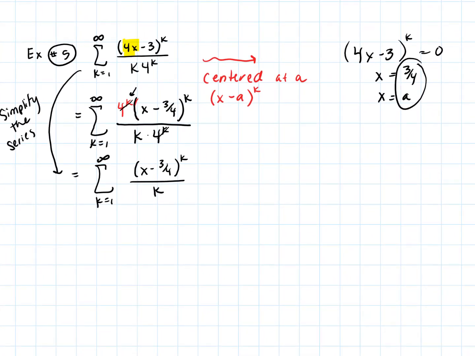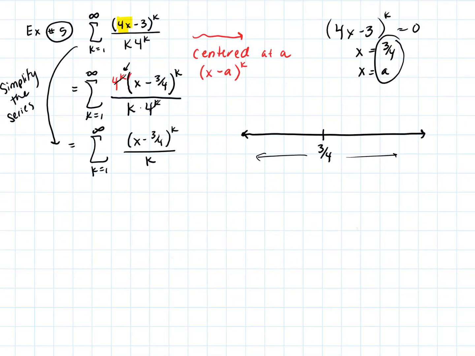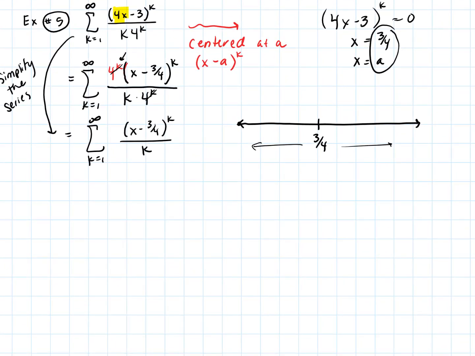Okay, so either way, we figure out where we're centered at. In this particular case, we come out and we are centered at 3/4. And now we just need to figure out how far can we go to the left and the right and still have convergence. Or is it that we can't go at all? Maybe the radius is 0. So let's go ahead and get in there with our ratio test.